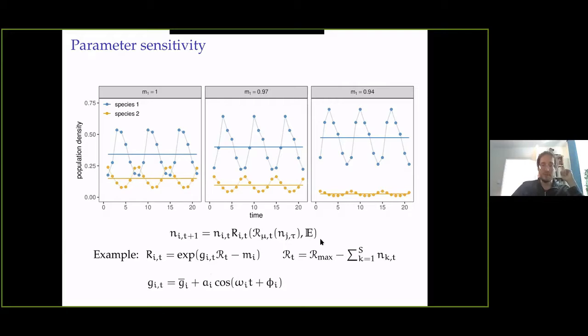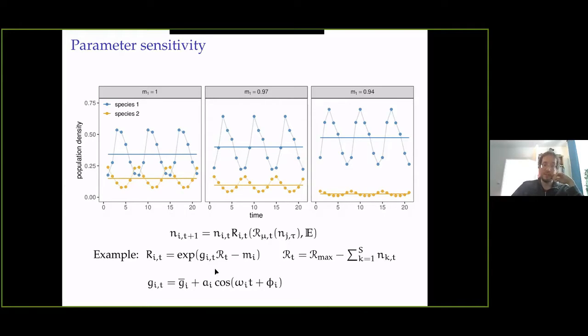An important comment about the vector E of parameters. Their interpretation must be such that they are time independent. That is, in this model, you might be thinking, well, the parameters are this R_max, the mortality m_i, and the g_i(t). But that's not quite correct, because g_i(t) are time dependent, and we define E to be time independent.